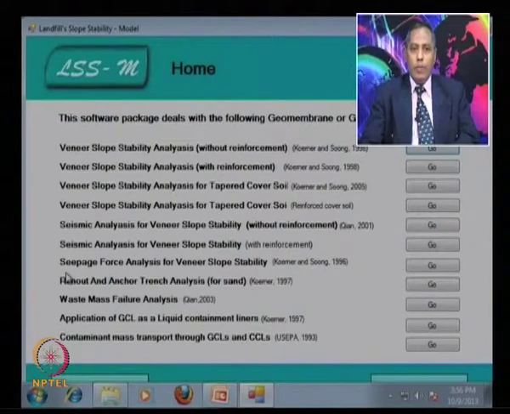Now, seepage force analysis, beneath slope stability, this is Koerner and Soong 1996. So, if there is a seepage.